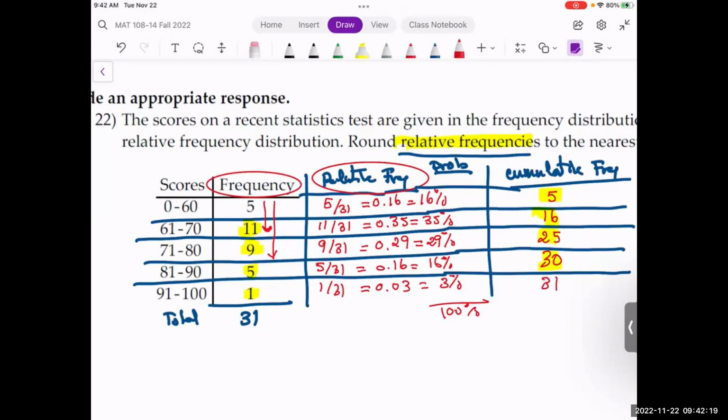So this is the cumulative frequency. There is a cumulative frequency chart as well, which is like a histogram. It's always going up, which is a cumulative frequency polygon as well, right?